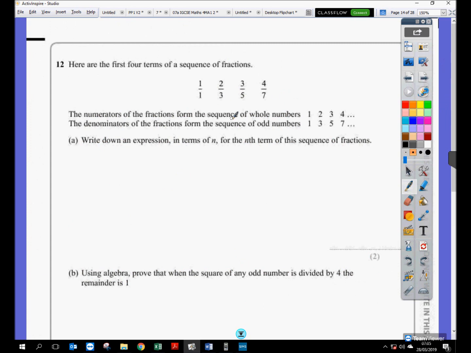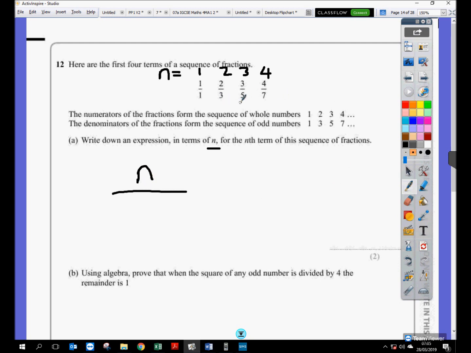Okay, so what we need to explore with this question is the position number. So n is the position number. So this is position 1, position 2, 3, 4, and so on. Now let's have a look at this. What do you notice about the top number of the fraction? The numerator. The numerator is always the same as the position number. So if we're in the 5th position, the numerator will be 5, and so on. So if you're in position n, the numerator is n.